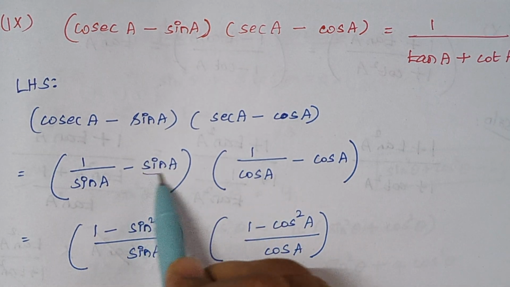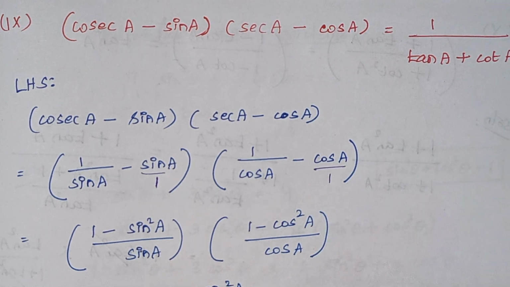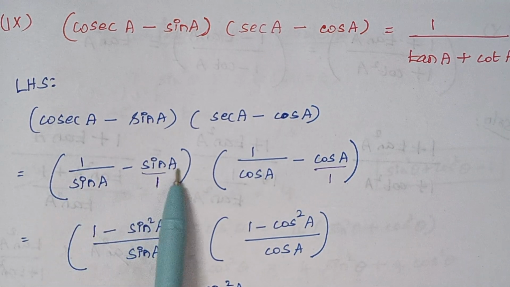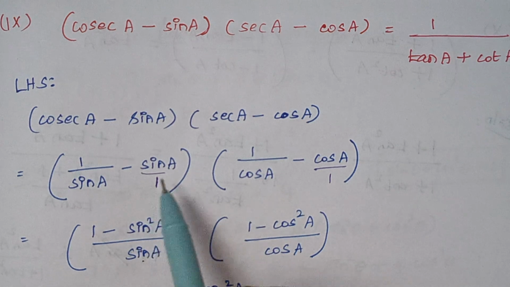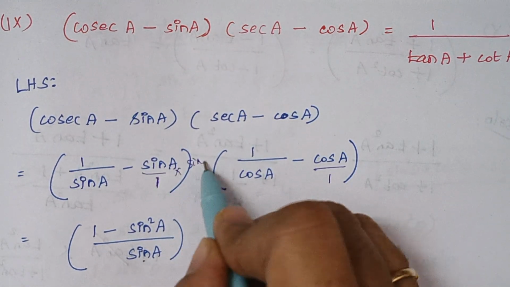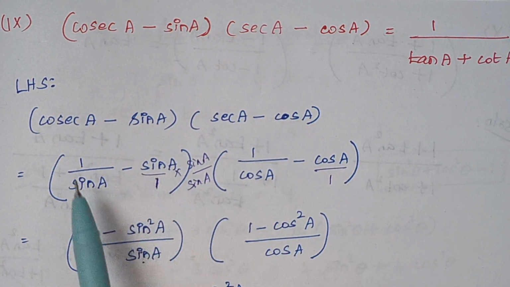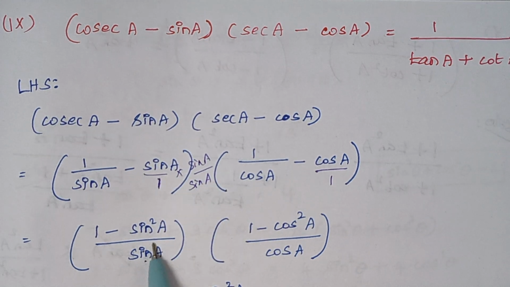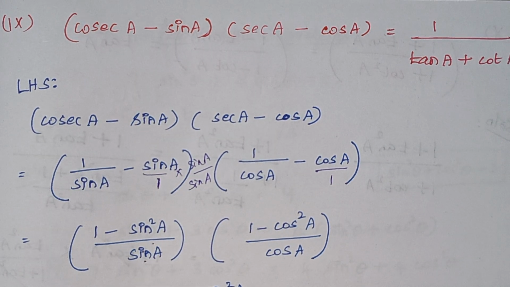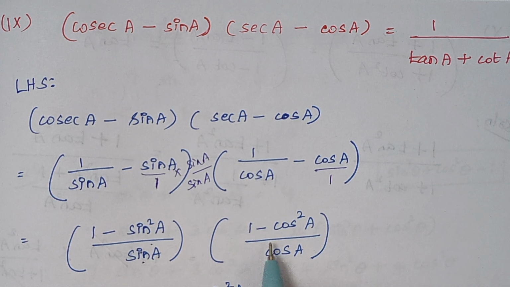Now again we are going to take the LCM because we have a minus sign in between. So when you take the LCM, what happens? The denominator term is sin A. So in order to make this sin A, you have to multiply both the numerator and denominator by sin A. So 1 minus sin A into sin A becomes sin² A divided by sin A, and here cos A into cos A becomes cos² A. So (1 − cos² A) by cos A.